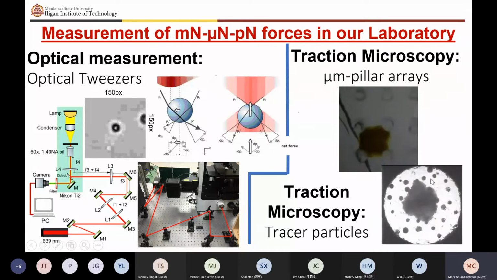So one can do beads, another one can do pillars. We can also make these micro-pillars in our lab. You can even do this simply with 3D printers. And you can look at how those pillars bend because of the force induced by the system. But today, I will be talking about our measurements using optical tweezers.